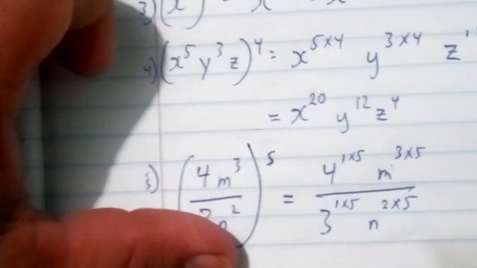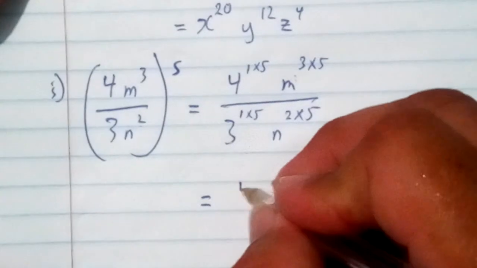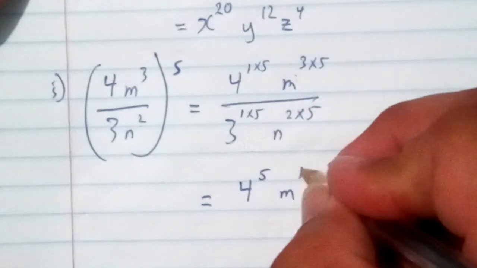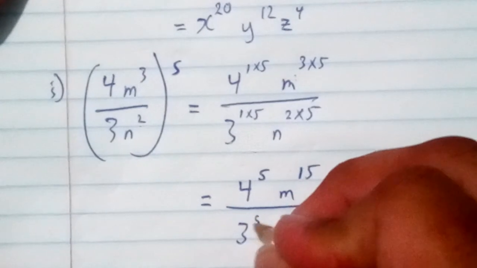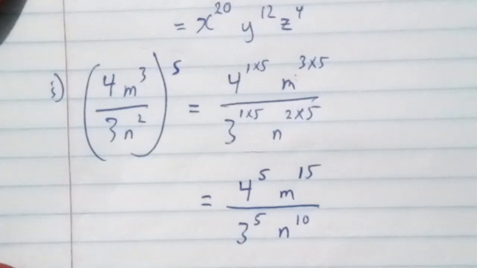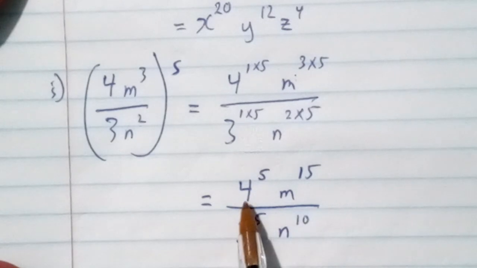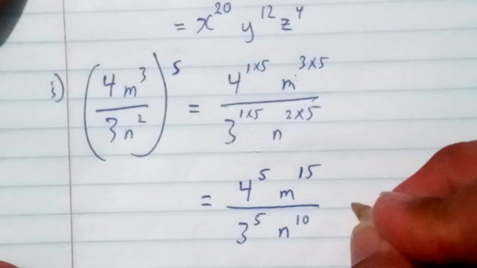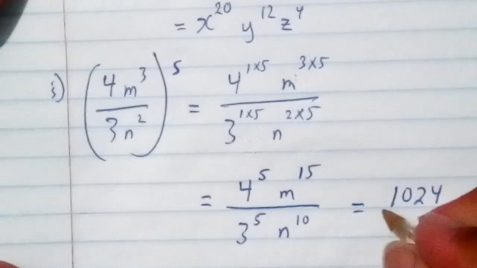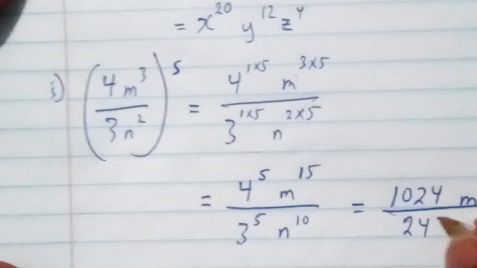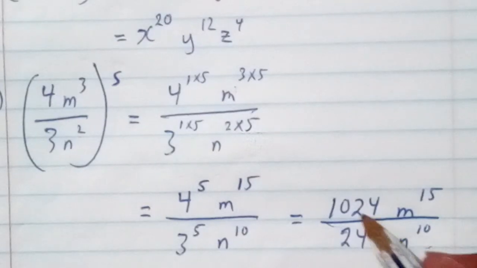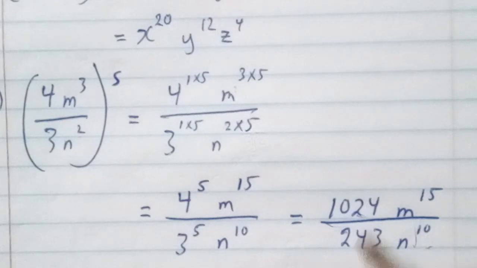The next step that follows is 4 to the 1 times 5, 5, m to the 3 times 5, 15, over 3 to the 5th and n to the 10th power, and that would be our solution. But since they said in exponent form, this is acceptable, and if you were to expand 4 to the 5th, this can give us as our solution 1024 m to the 15th over 243 n to the 10th power. It is still to the exponent. Okay, so this is acceptable, because you still have it in exponent, and these are all positive exponents, as you can see.